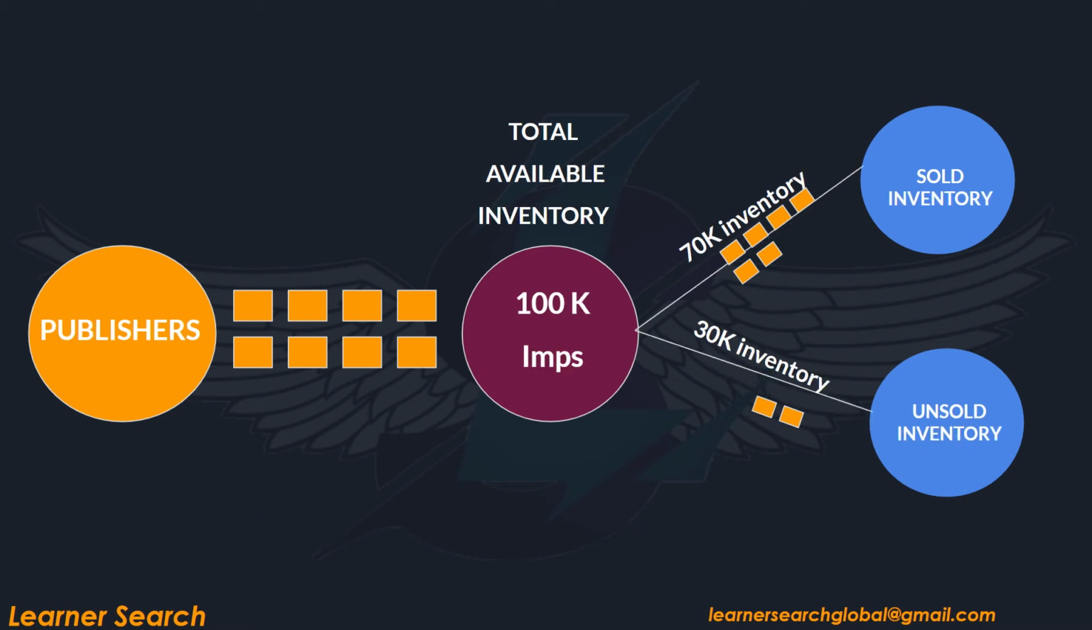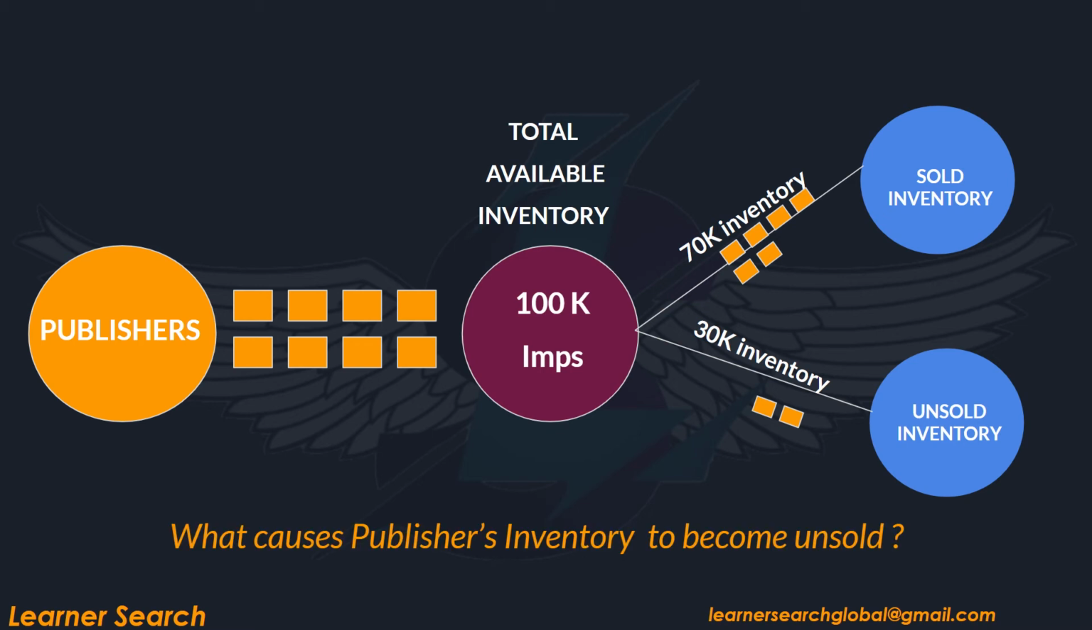Let's compare the same with publisher ad inventory, and this will give a clear picture of what we are talking about. Let's assume out of 100k impressions, only 70k impressions were sold and 30k remained. If I don't sell them before the product expires, since the lifespan of impressions is in milliseconds, then I will lose revenue from those 30k unsold impressions. What causes publisher inventory to become unsold or remnant? Let's go through them one by one.